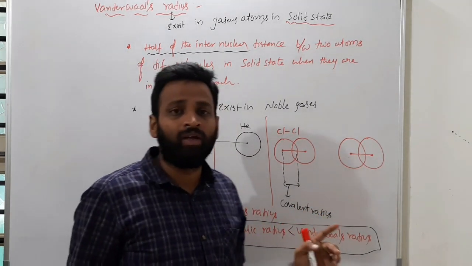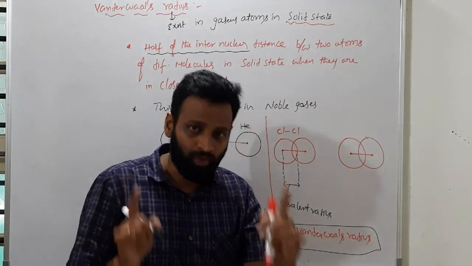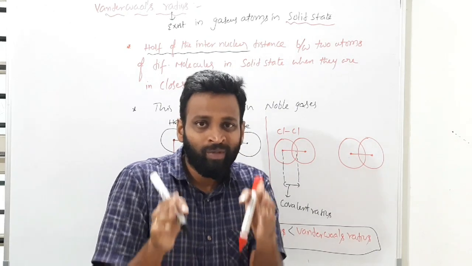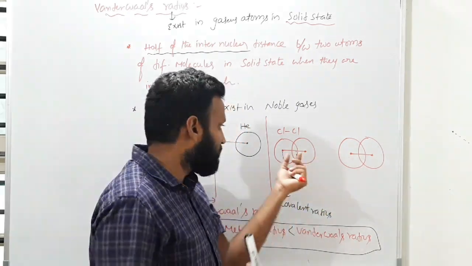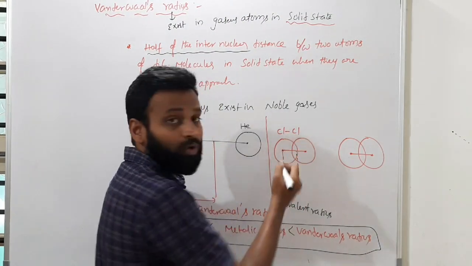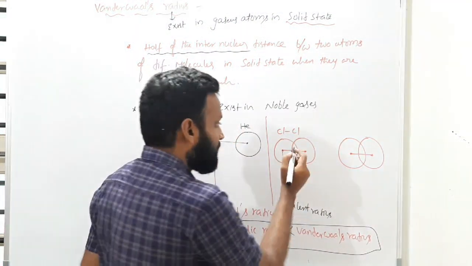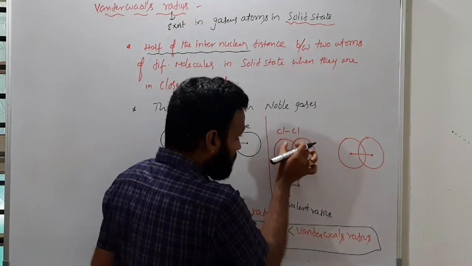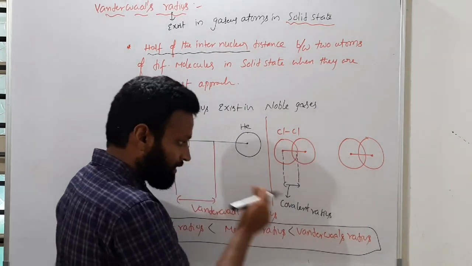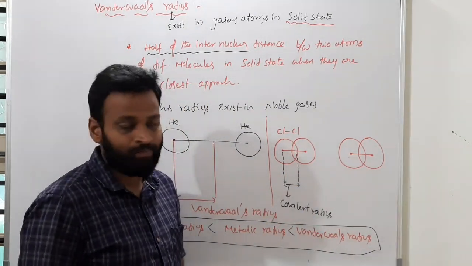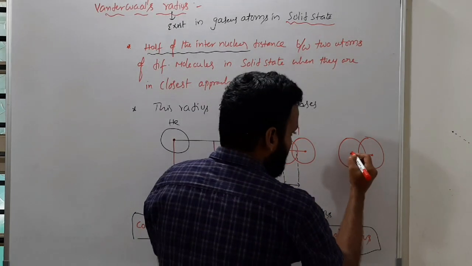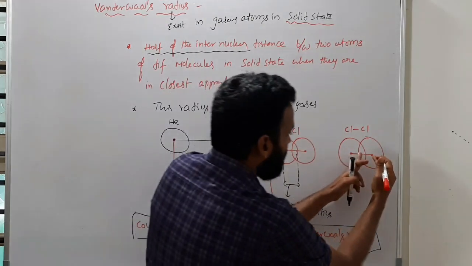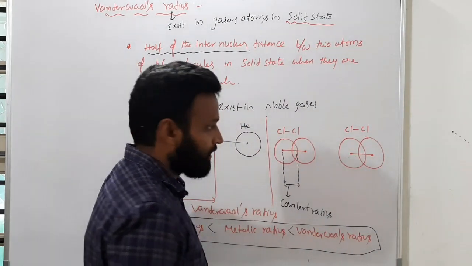I am telling you the difference between covalent radius and van der Waals radius. What I am trying to tell you is, within the chlorine molecule, between two chlorine atoms, because two chlorine atoms are covalently bonded, because chlorine and another chlorine are sharing electrons. So in this chlorine molecule, half of the internuclear distance is called covalent radius. Here also the same, half of the internuclear distance in this chlorine molecule, you can say, covalent radius.